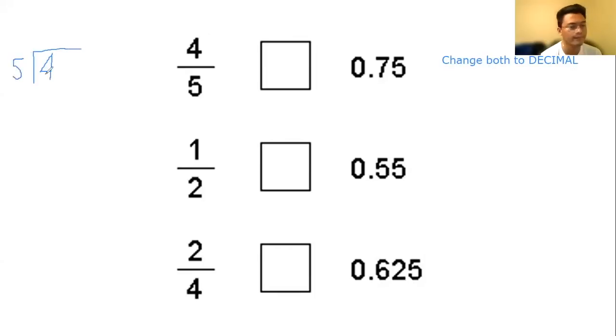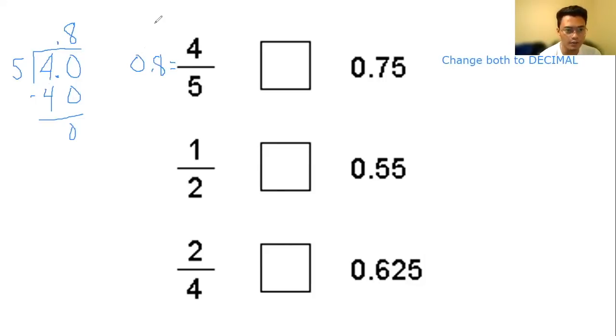So in here, you need to put 0.0, 0, and then put a point directly on top. And then treat this as 40. 40 divided by 5, that's 8. You put 8 on top of 0. And then 8 times 5, that's 40. And 40 minus 40, that's 0. So take a look. 4/5 is actually equal to 0.8.